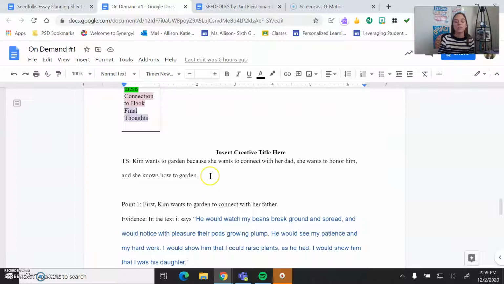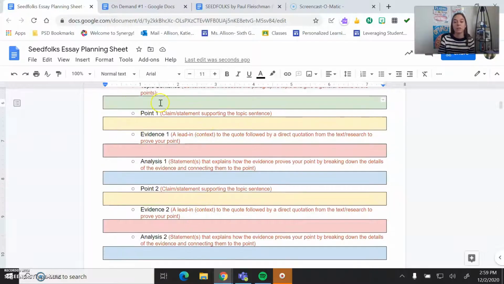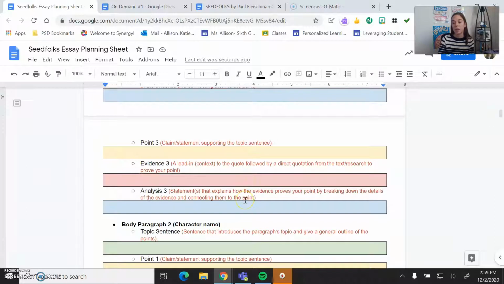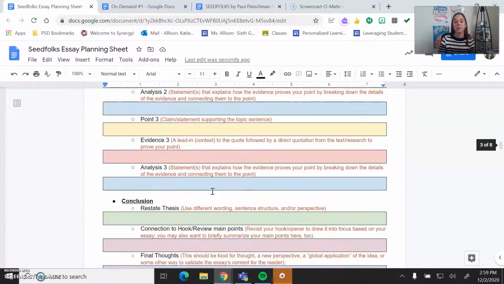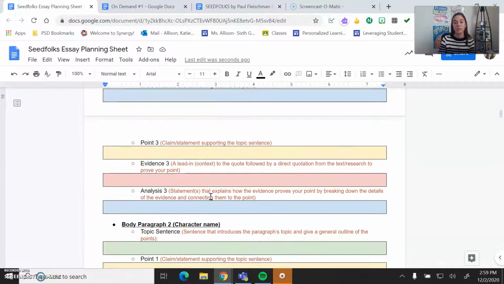So what you're going to do is you can go through and start copying and pasting what you have for each person, and make sure that you're filling it out. You'll notice that we have our topic sentence, point, evidence, analysis. That's going to happen 3 times in each body paragraph. That's the biggest struggle I saw some of us having, is having 3 different ideas, right, for each character. And we'll do that for each body paragraph. Today our focus is getting all of those boxes filled out just for our body paragraphs, okay?